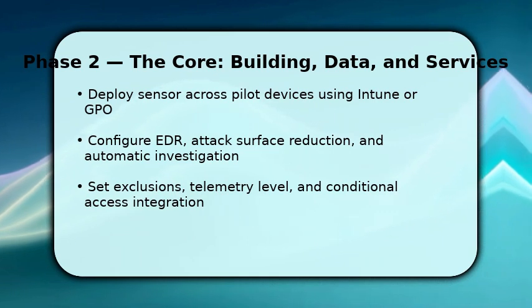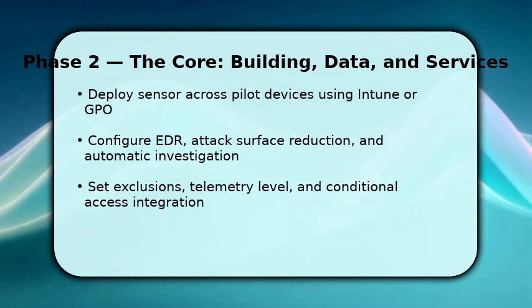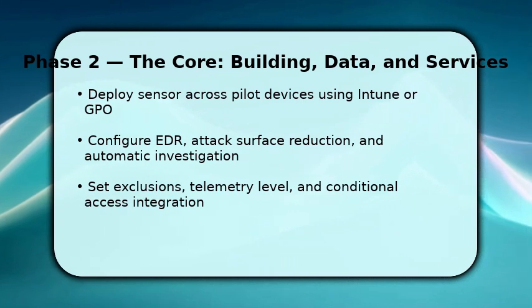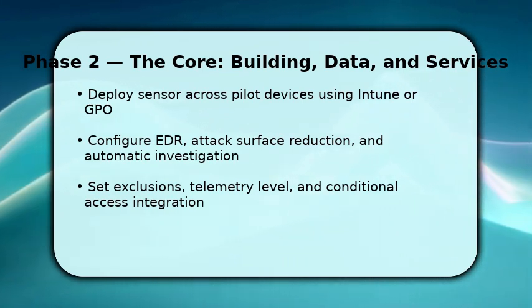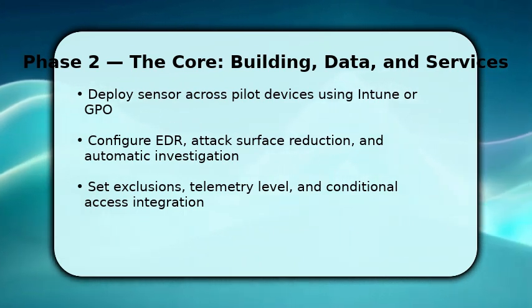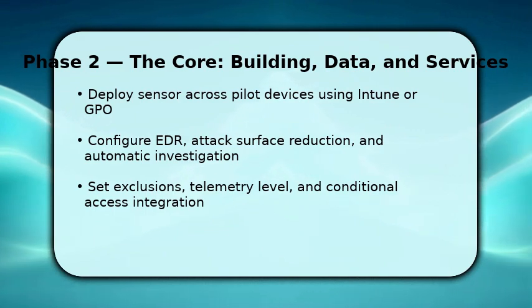Once pilot installs succeed, scale via Intune or GPO and simultaneously enable EDR in block or alert mode. Configure attack surface reduction rules and automated investigation playbooks so threats are triaged faster. Also, make sure to set appropriate exclusions and telemetry levels and integrate conditional access to enforce device compliance.